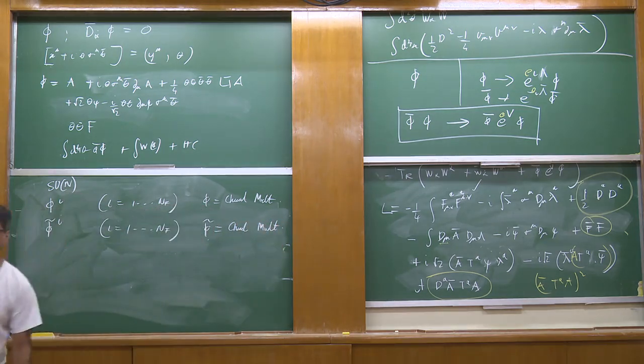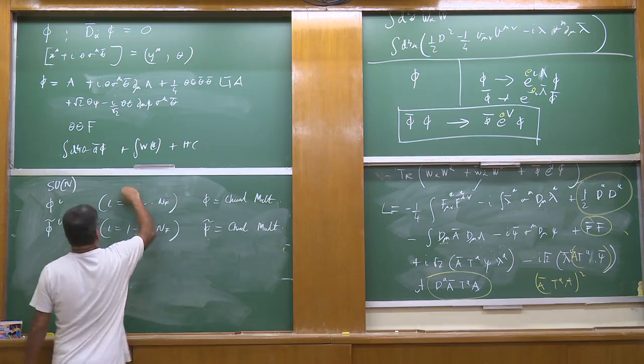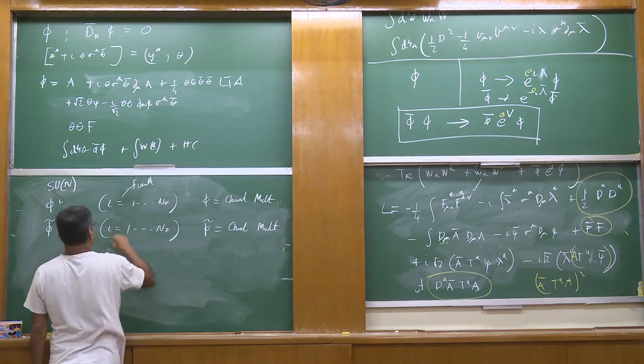Of course, the field content will include the complex conjugates of these. So there will be the anti-chiral multiplets phi I bar, which is in the anti-fundamental. NF, and this is a fund, and this is an anti-fund.